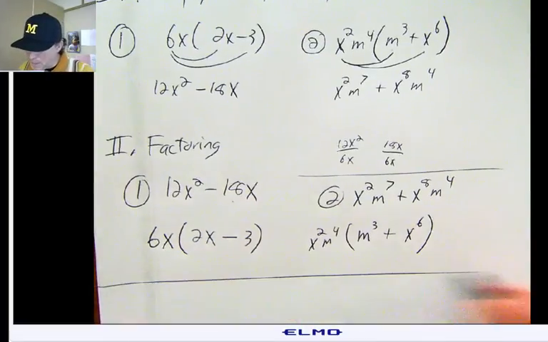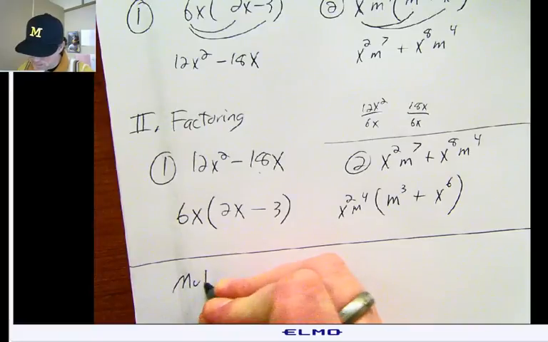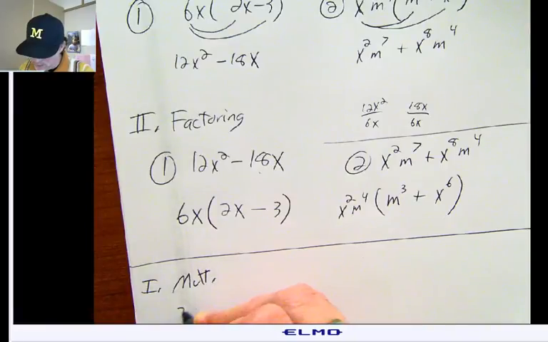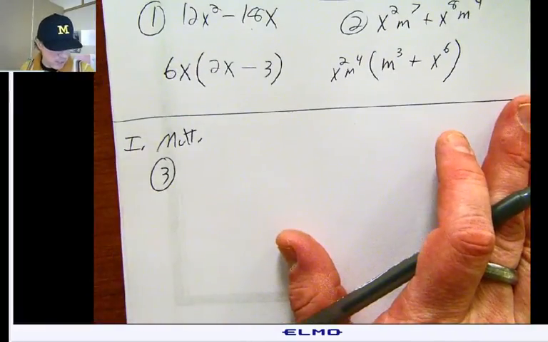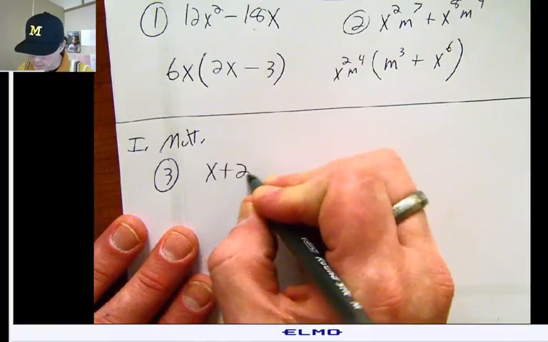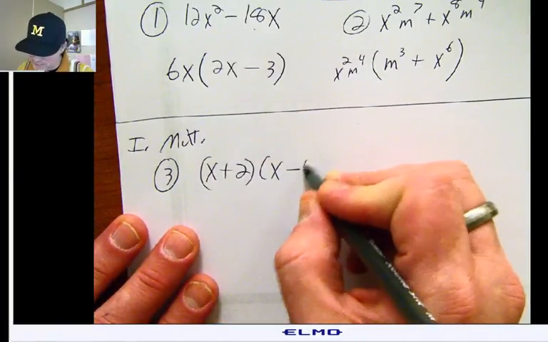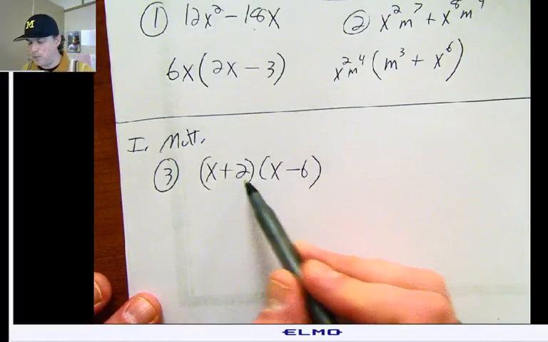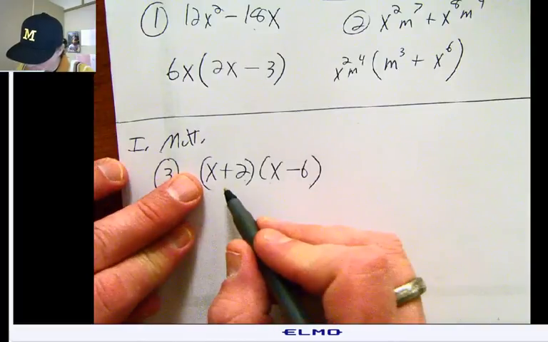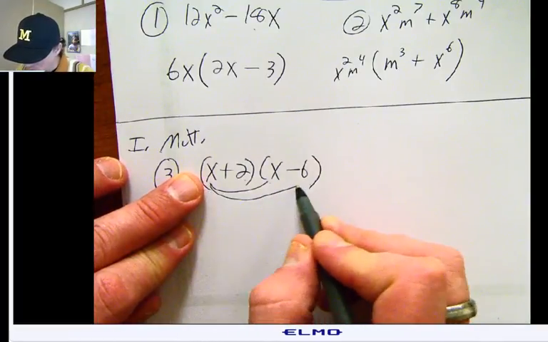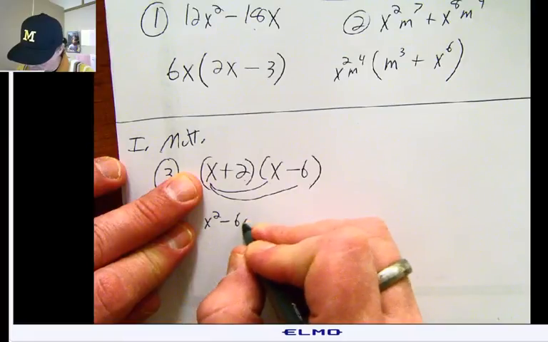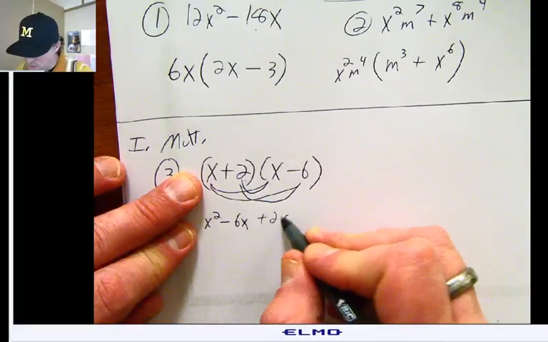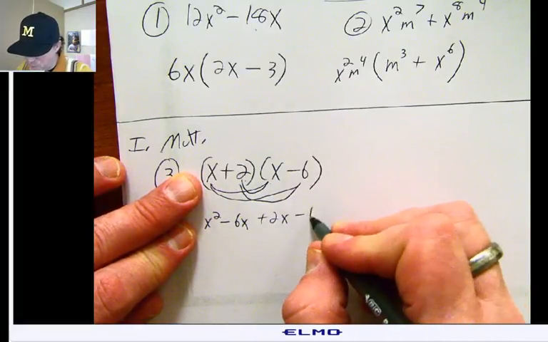Okay, let's get back into multiplying. So back to part 1, multiply example 3. This time it's going to be multiple things. So x plus 2 times x minus 6. Now this is also distributive property, but it's kind of double distributive because you have a binomial multiplied by a binomial. First you distribute the x, x squared minus 6x, then you distribute the 2. 2 times x is 2x, 2 times negative 6 is negative 12.